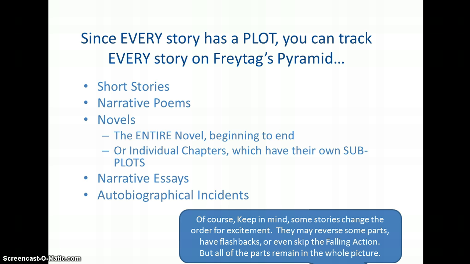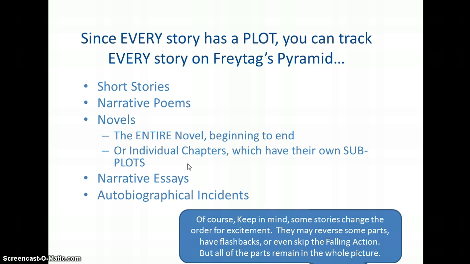Since every story has a plot, you can track every story on Freytag's pyramid. This includes short stories, narrative poems, novels, the entire novel beginning to end. You should be able to put it on a pyramid, and sometimes you might have individual chapters which have their own subplots, or sometimes you'll have subplots running within one story. Narrative essays can also have a plot, and autobiographical incidents.